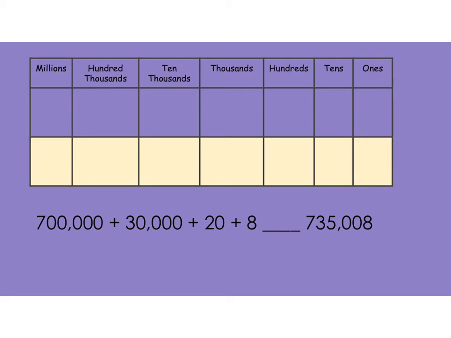So let's compare these two. The first number is 700,000 plus 30,000 plus 20 plus 8. I'm just going to put that in my top place value chart. Now here you'll have to go carefully because I started with my ones. I have 8 ones, I have 2 tens, but look at my expanded form. I have no hundreds, I have 0 thousands, I have 3 10,000s, and I have 7 100,000s. Okay, so now I'm going to put in my next number and then we'll compare the two.